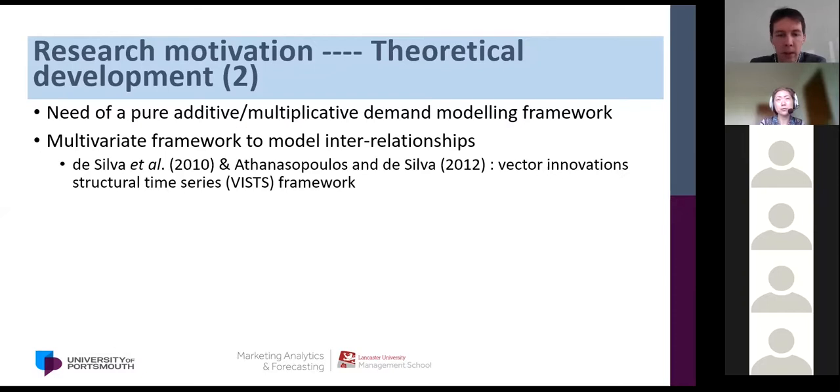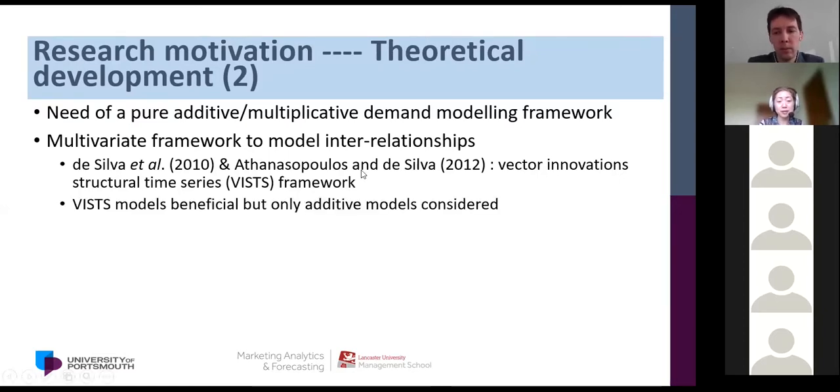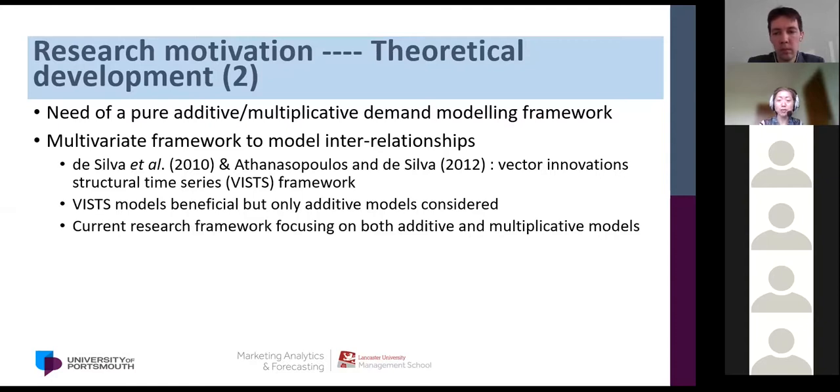2010. They proposed models with level and trend components. This was then extended later by Athanasopoulos and De Silva 2012 to include seasonality as well. But in their framework, they only looked at additive models. Well, in our current paper, we consider both additive and multiplicative models.